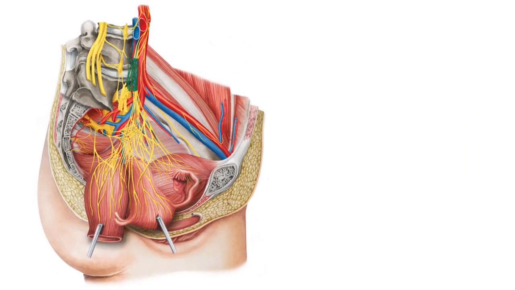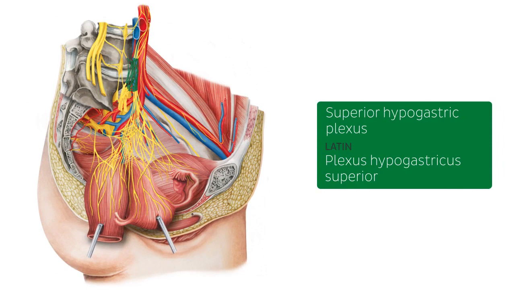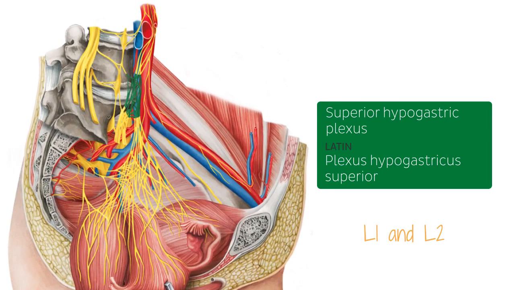The next structure we're going to be highlighting on this image is known as the superior hypogastric plexus. The superior hypogastric plexus receives branches from the lumbar ganglia of the sympathetic trunk via the lumbar splanchnic nerves at the level of L1 and L2 vertebrae. Now, as you can see here, this plexus will continue as the right and left hypogastric nerves. Branches from this plexus will be innervating the ureter and the genital organs.